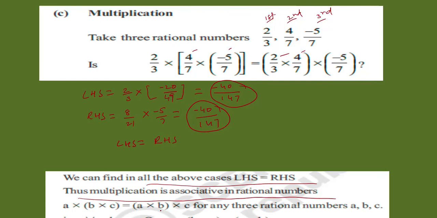A into B into C is equal to A into B into C for any three rational numbers A, B, C. We can simply write it. These three lines we can express in a sentence: for all A, B, C belongs to Q, that means these three A, B, C are rational numbers, A into B into C is equal to A into B into C. This represents the associative property in multiplication.